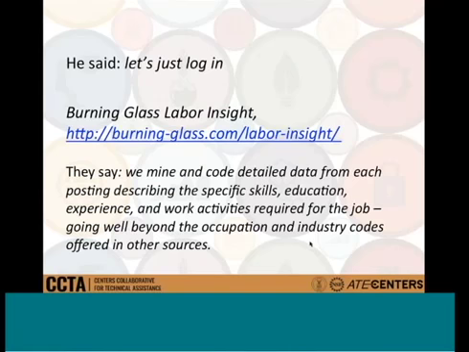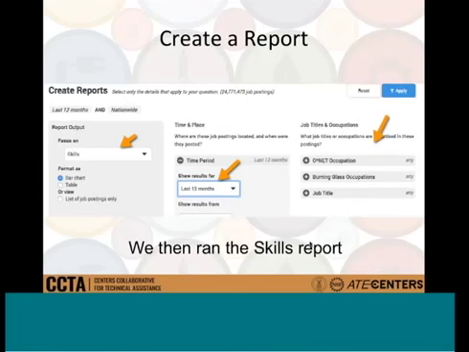We mine and code detailed data from each job posting, describing the specific skills, education, experience, and work activities. And Burning Glass says, hey, this goes well beyond the occupation and industry codes offered in other sources. I think they may be right there. Okay, I'm liking it. I'm liking what I'm seeing so far.